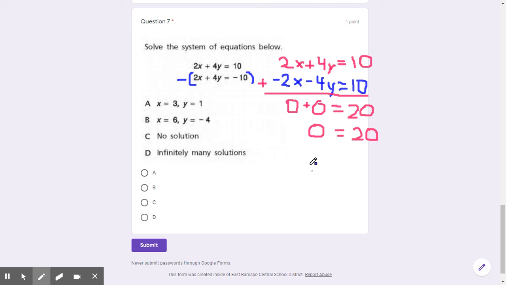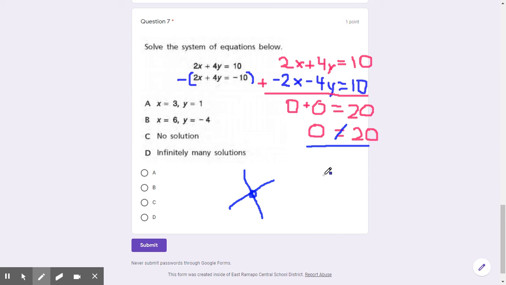Hint 3. So now I have 0 is equal to 20. Now we know that's not true. We know 0 is not equal to 20. So we have to look at our choices to see which one would make sense of what's here. Now we have A and B, which represent one solution. Remember, one solution means that when I have the two lines, there is going to be one point, and it would be a coordinate, an x value and a y value, like we see here. That would be one solution.